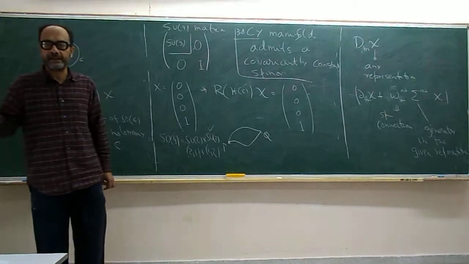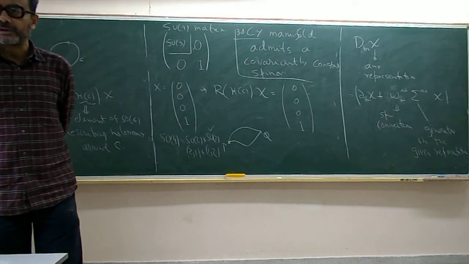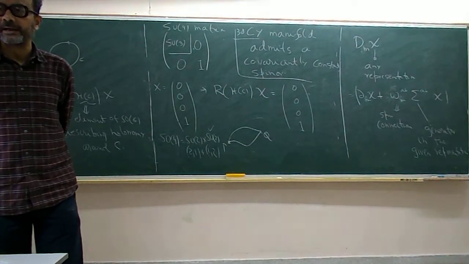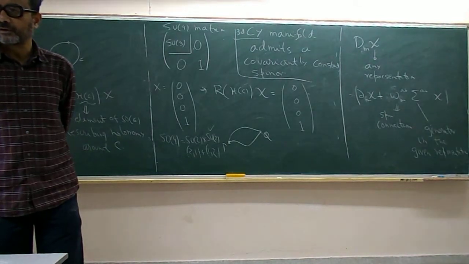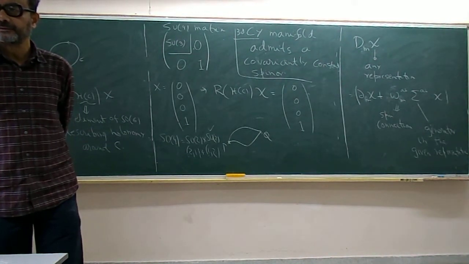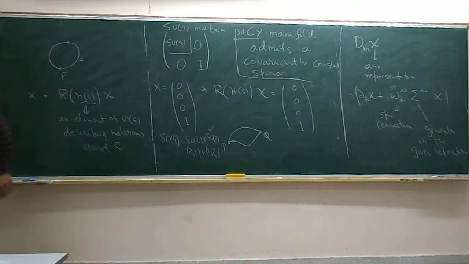And this you can do for every SUN in general. You take a spinor of SO2N, and then ask how it transforms under SUN. Does it have a singlet? As long as it has a singlet, it can be used to construct a covariantly constant spinor. In this case, can it have more than one covariantly constant spinor? In this case you cannot have more than one.